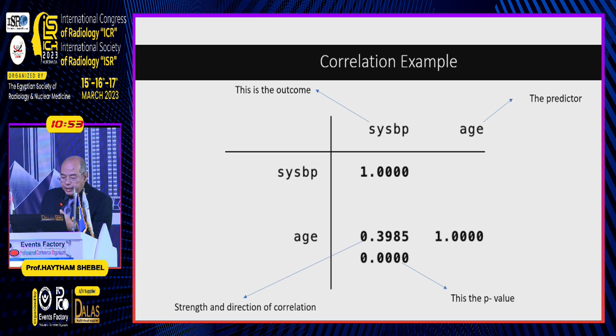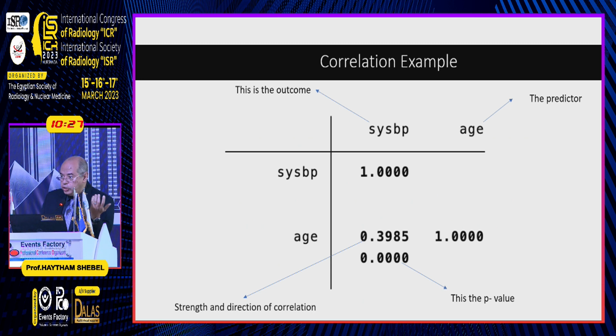So this is an example of the output of these results. We have the systolic blood pressure and the age, and we can check these numbers. This is the coefficient. It's 0.4, and all these zeros indicate the p-value. So we can say there is a significant association between age and systolic blood pressure.